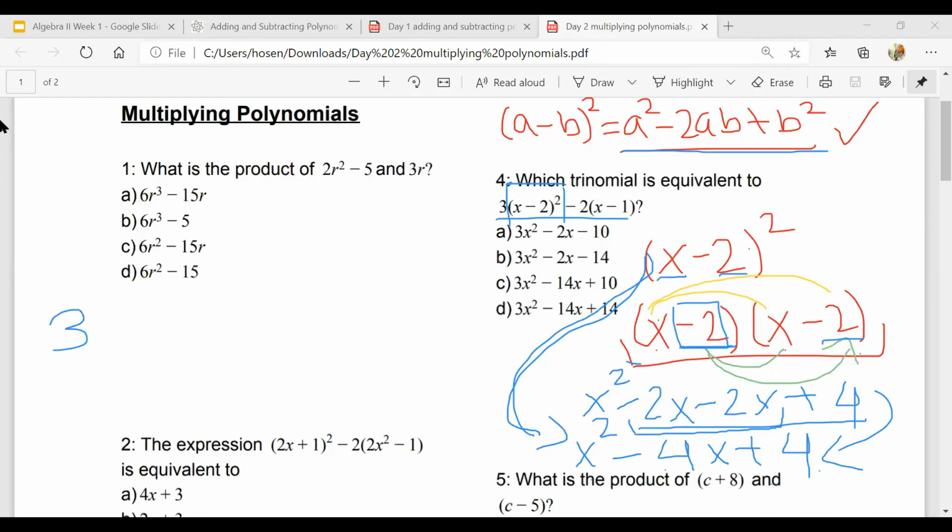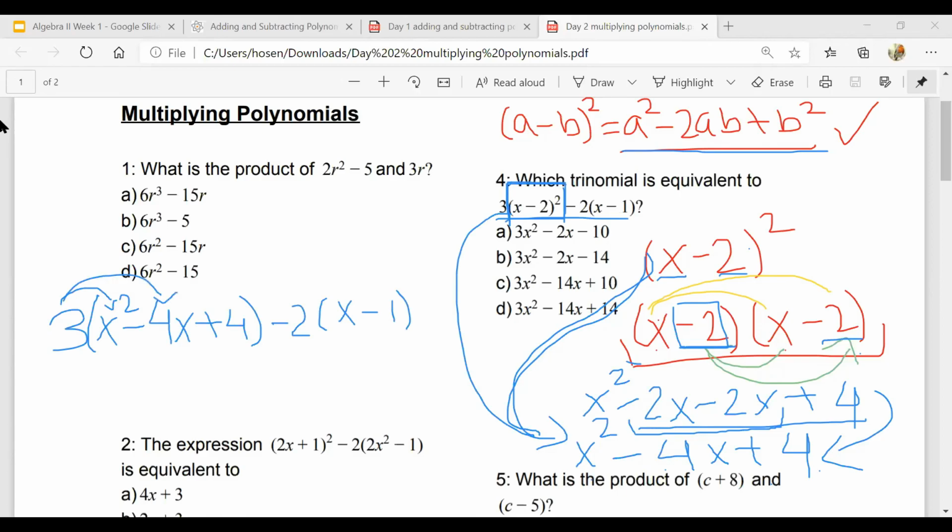So then look, 3 times x minus 2 whole squared. We have the expanded form of that. It's right here. So I'm going to write that in there, right? So it's x squared minus 4x plus 4, right? And then I have negative 2 times x minus 1. What is the next step that I should do? I should distribute the 3, and I should distribute the negative 2 into x and then negative 1.